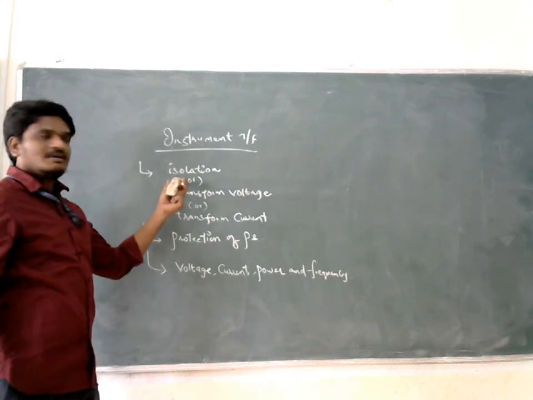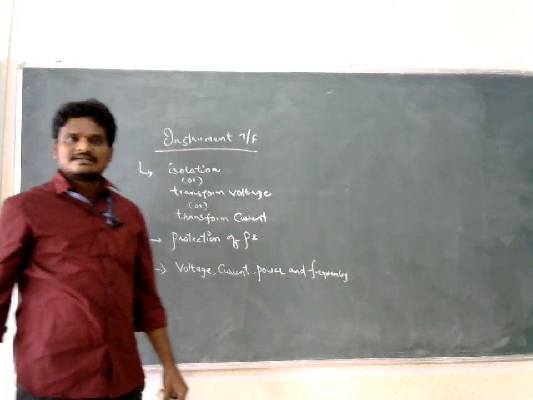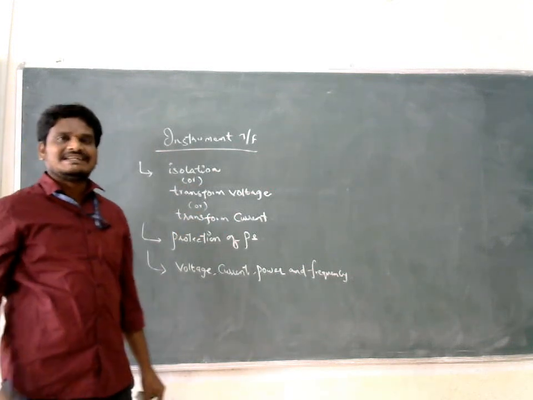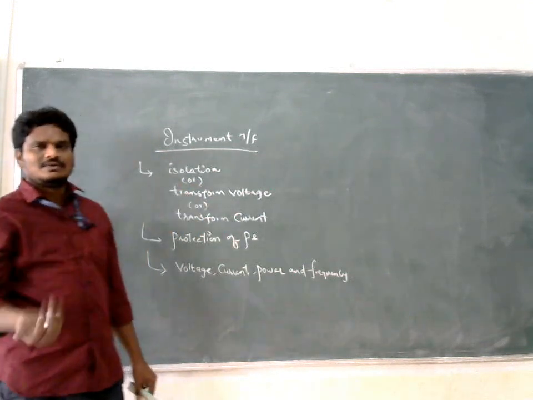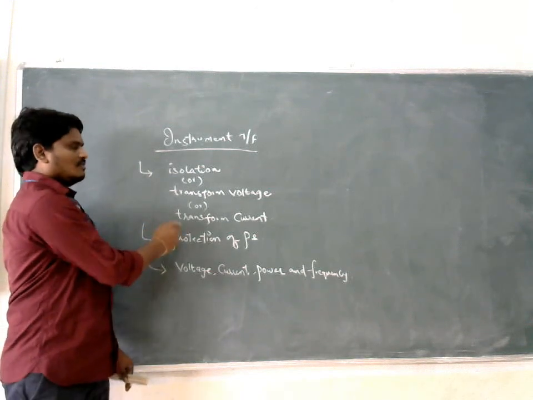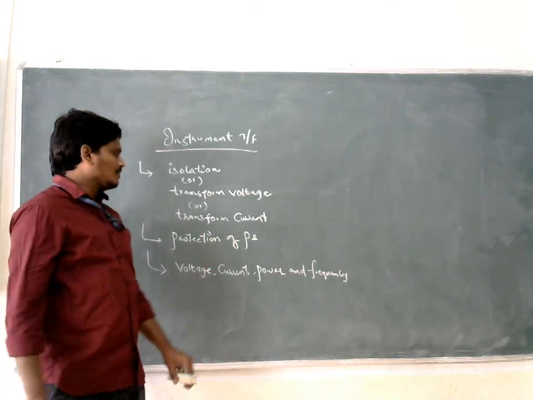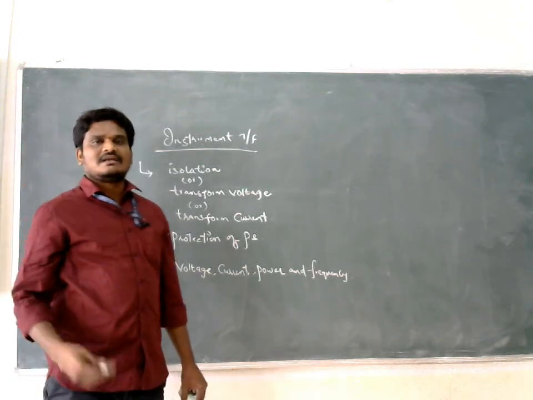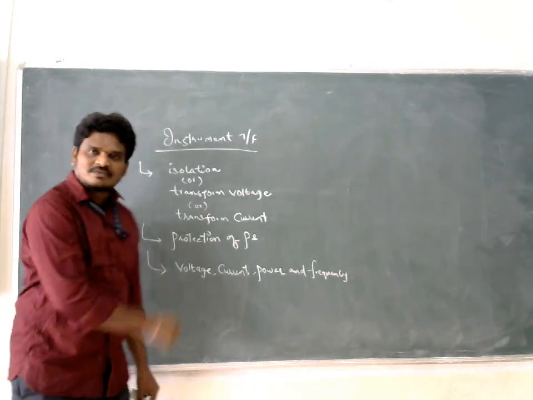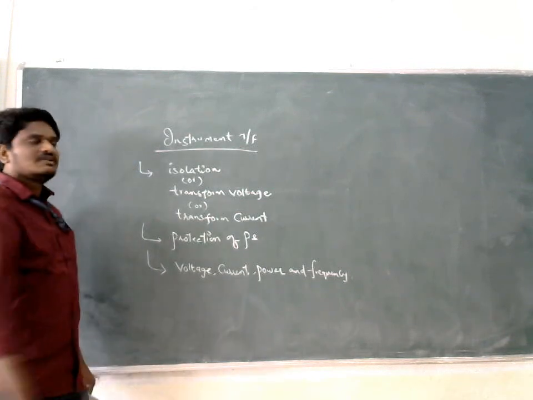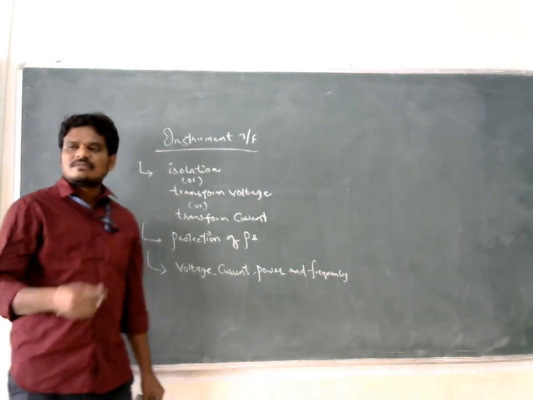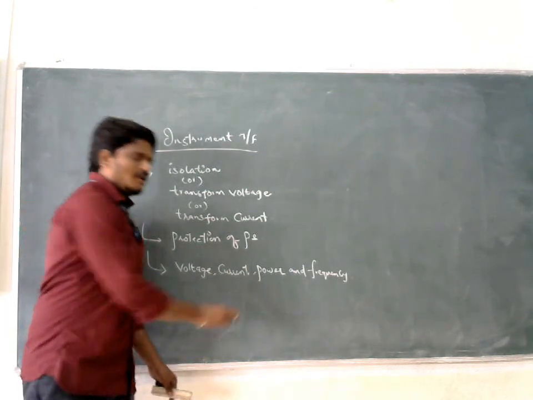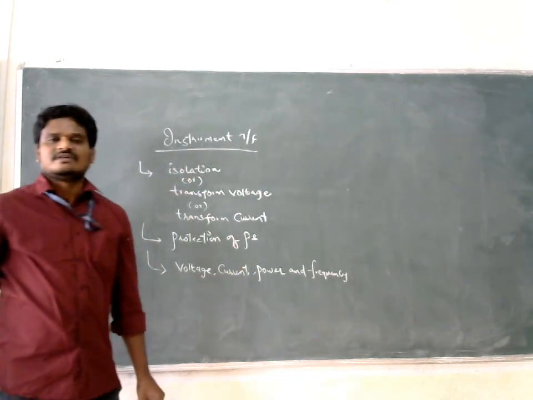It is used for the purpose of isolation of electrical devices. It can also be used for transforming voltage levels, that is changing the level of voltage from high to low, or else it can also be used to transform the current levels from high to low. Instrument transformers in conjunction with the protection devices like relays can be used for the protection of power system. And the last function is, by using an instrument transformer we can measure the value of voltage, current, power, and also the frequency.